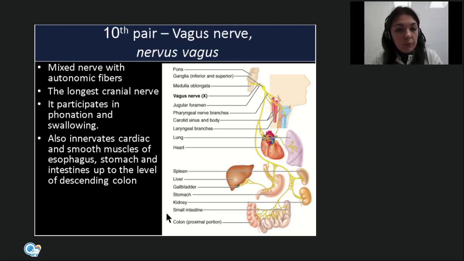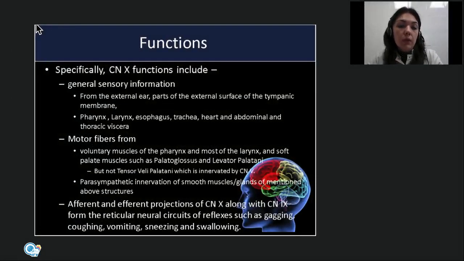That is the vagus nerve. So specifically, functions of the 10th pair of cranial nerves include general sensory information. It is from the external ear, parts of the external surface of the tympanic membrane, and pharynx, larynx, esophagus, trachea, heart, abdominal and thoracic viscera.